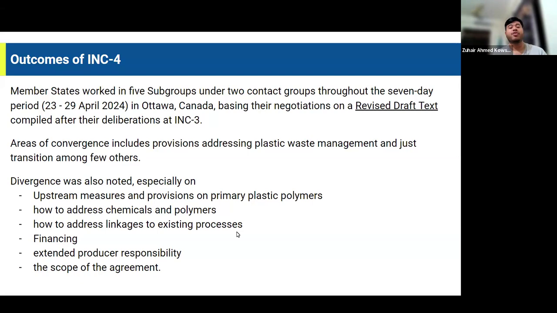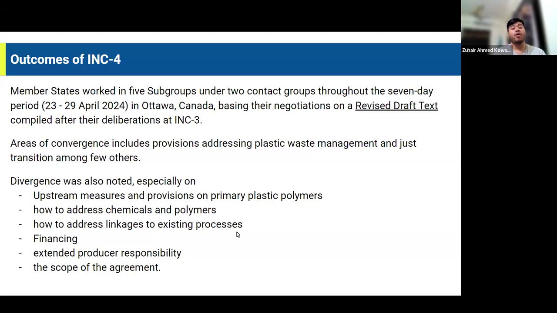The first contact group had three subgroups. The second contact group had two subgroups. The substantive discussion happened in the subgroups. There were a lot of areas of convergence, specifically on the provision of addressing plastic waste management and just transition, among a few others.